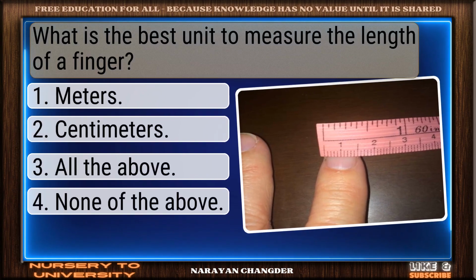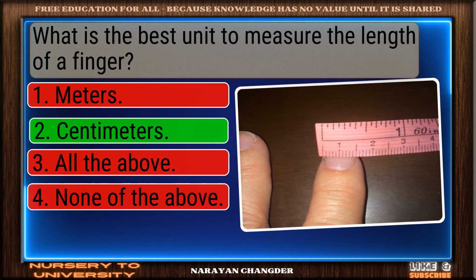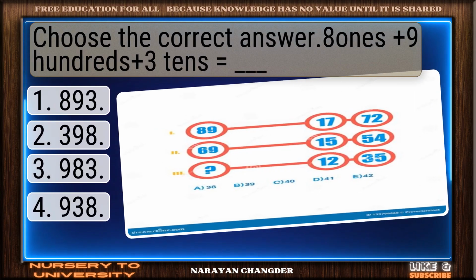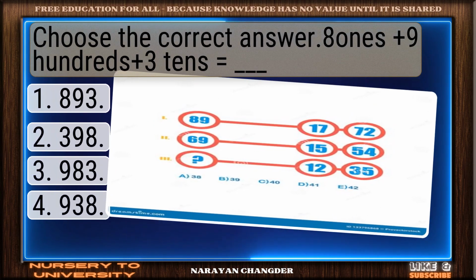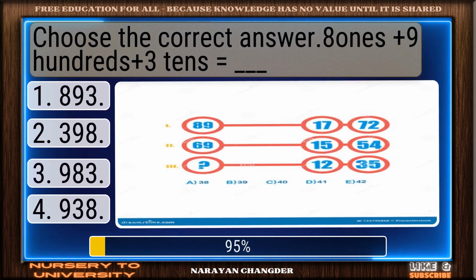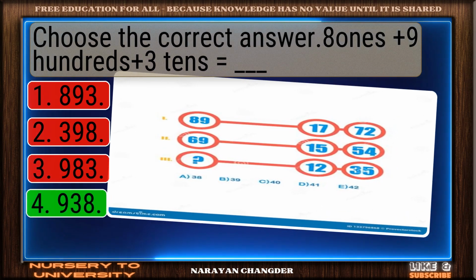What is the best unit to measure the length of a finger? Valid point. Centimeters is true. Choose the correct answer. 0.81s plus 900s plus 3 10s equal to dash. Strong choice. 938 is the right answer.